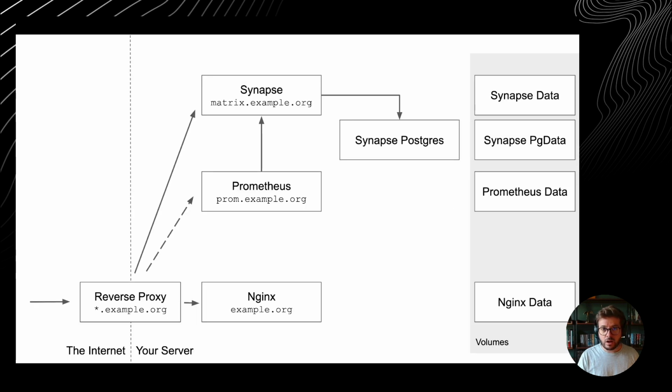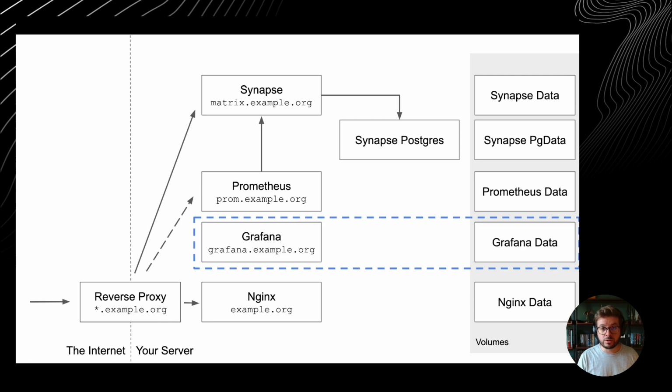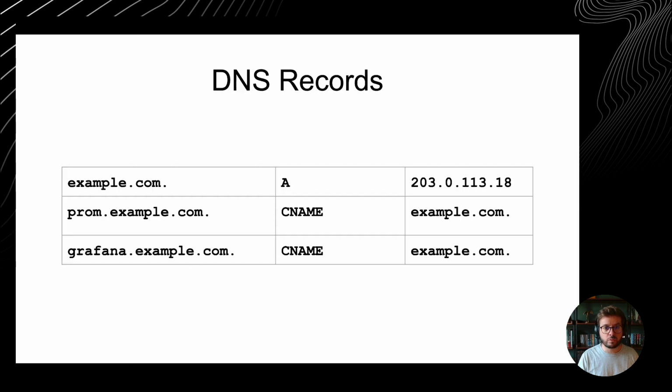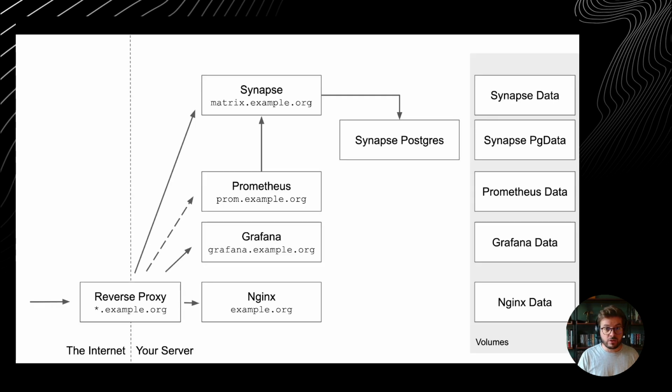Back to our architecture diagram, we're then going to deploy Grafana and its volume, which will expose on the internet as well. And here again, we will add a CNAME record to point grafana.example.com to example.com. Having Grafana exposed on the internet will allow us to connect to the admin UI, change the default credential of course, and configure it to use Prometheus as a data source. We'll then import the Grafana dashboards the Synapse team maintains. And finally, we're going to unexpose Prometheus from the internet.